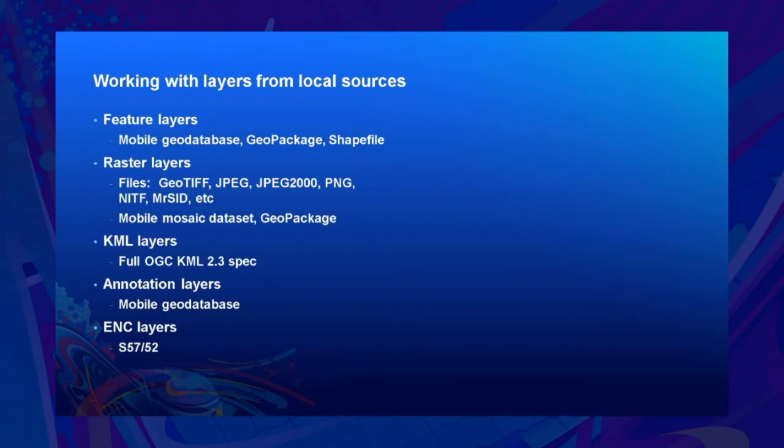And one of the primary benefits of ArcGIS Runtime is access to local data sources. We support reading and writing features from and to mobile geo databases, geo packages, and shapefiles. Raster layers support a slew of raster file formats, such as GeoTIFF and MrSID. Of course, rasters can also be sourced from mobile mosaic datasets or geo packages. KML layers can come from local KML or KMZ files. We have near full spec coverage. And annotation layers for working with explicitly placed text as a feature class in a mobile geo database. And ENC, or electronic nautical charts, we support data stored in S57 with S52 symbology, and we have targeted support for S63 encryption.